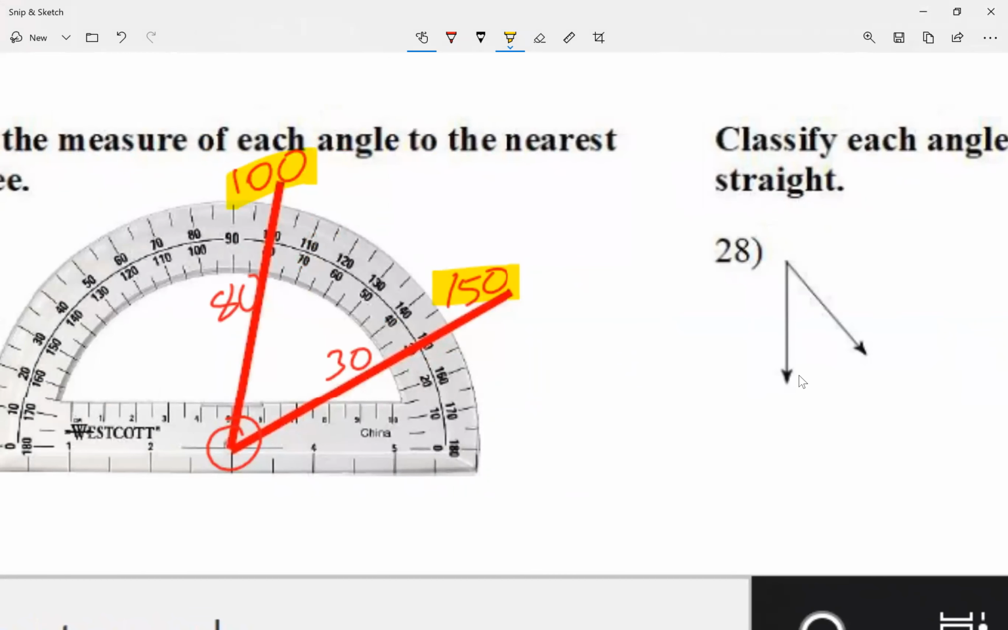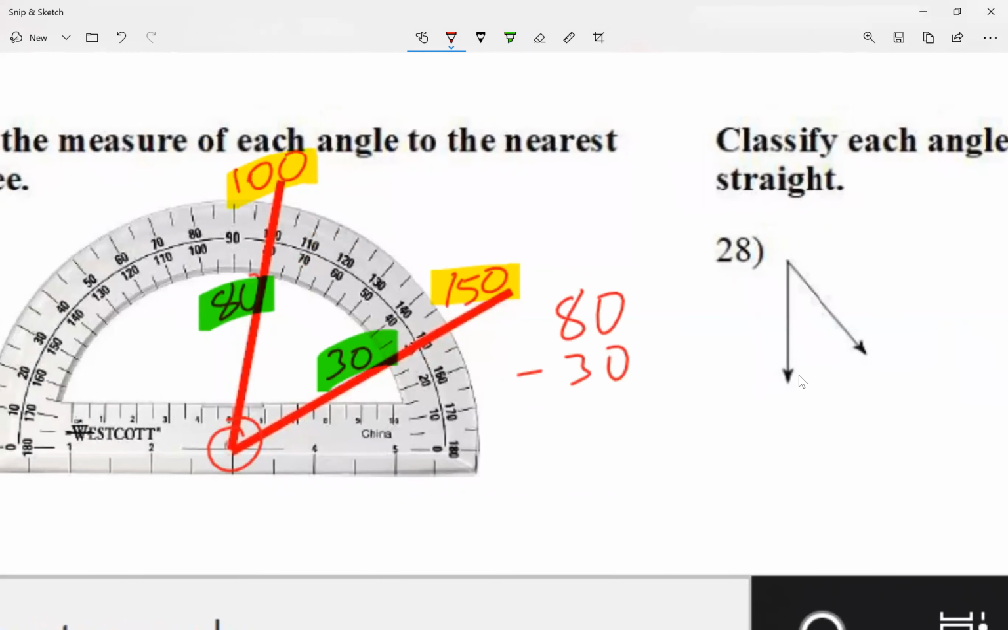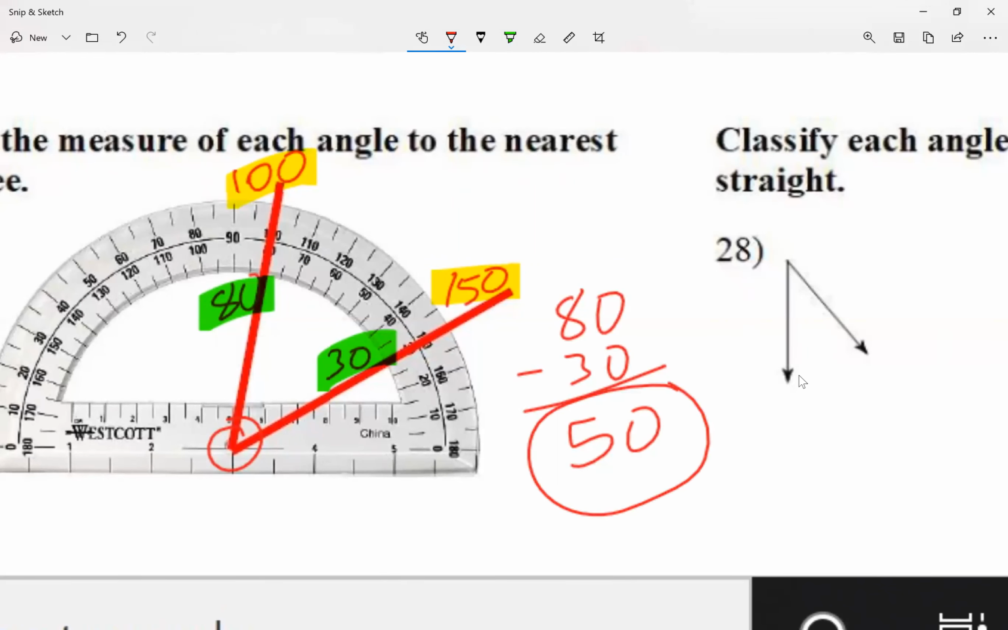I could use outside numbers only, or I could use inside numbers only, like 80 and 30. To be honest, I would rather deal with small numbers. So I'm going to subtract the inside numbers, 80 minus 30. And that gives me 50. So that angle is 50 degrees. If you subtract the outside numbers, 150 minus 100, you get the same result. But outside numbers only or inside numbers only. Do not mix and match.